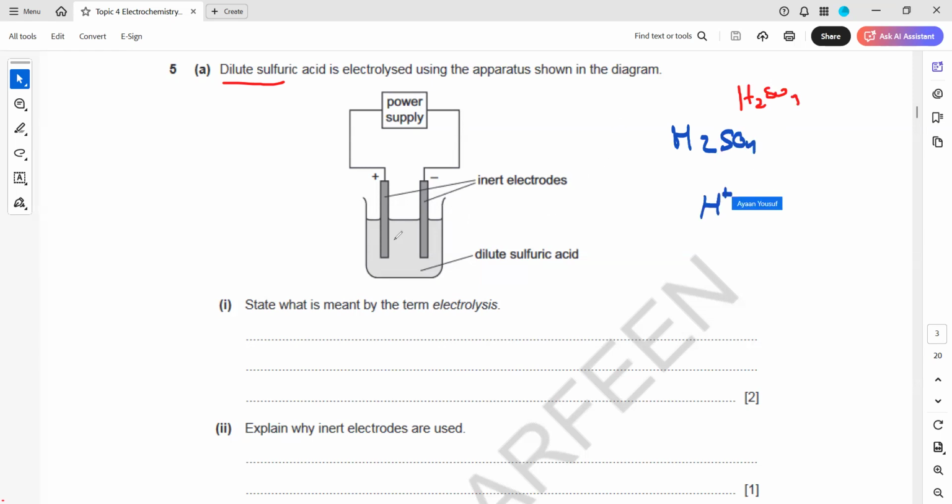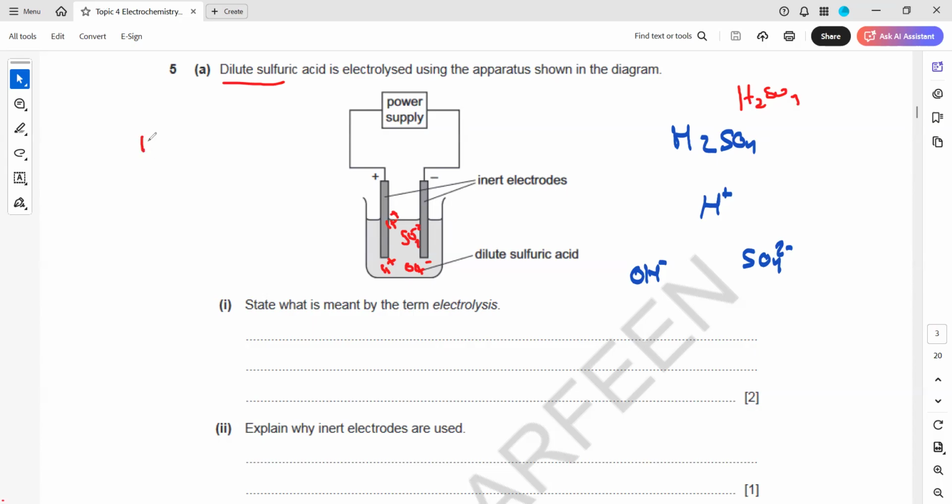Right. Sulfate, H plus. Sulfate, good. H plus, and OH minus. Can I call it hydrogen, or am I supposed to specify? You have to say either hydrogen ion or you can say a proton. H plus ion is also called proton.